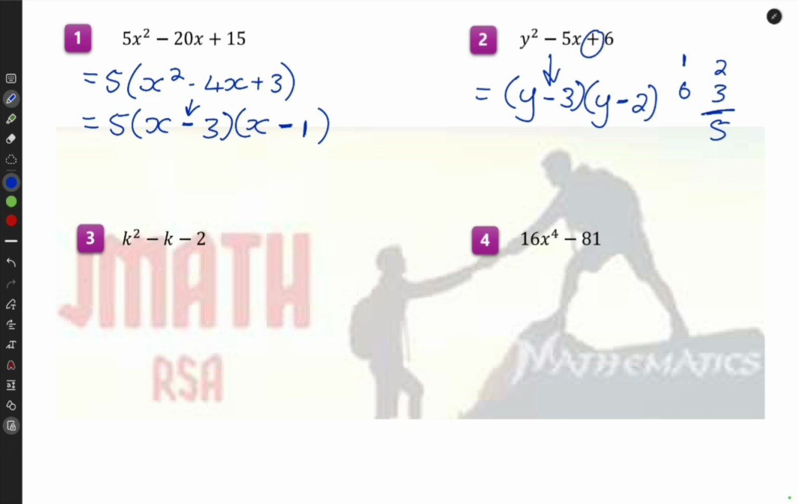Question 3, a trinomial again, and this would then just be a k and a k, and the factors of 2 are just 2 and 1. The biggest one gets the first sign, and the signs must be different.